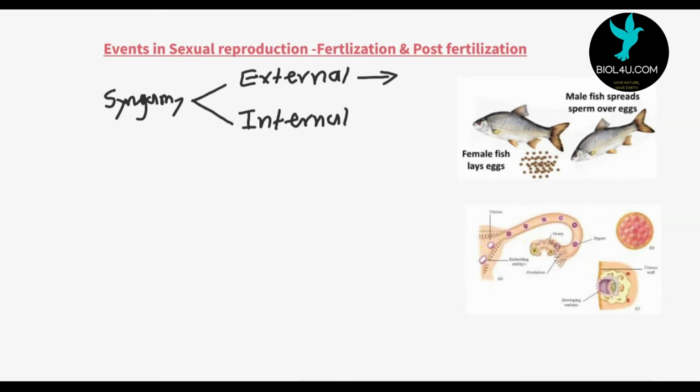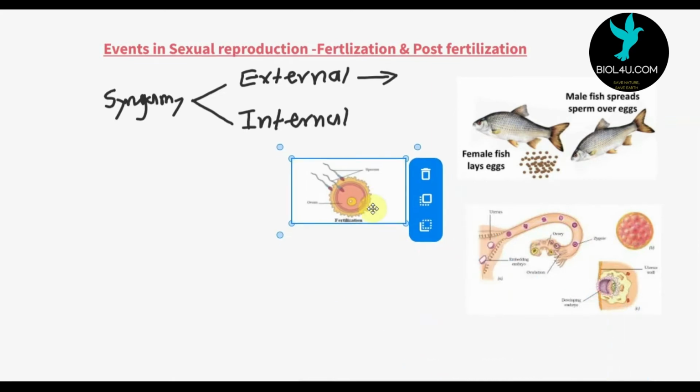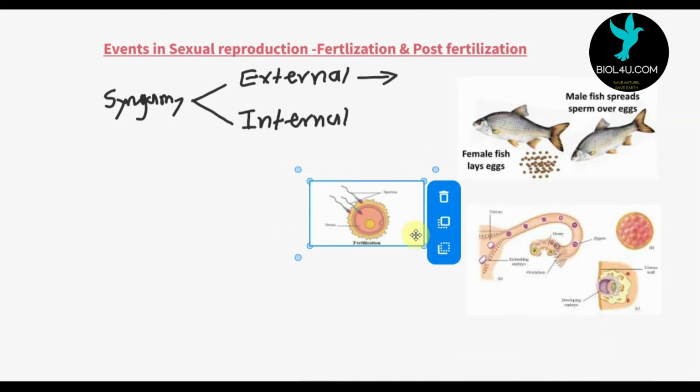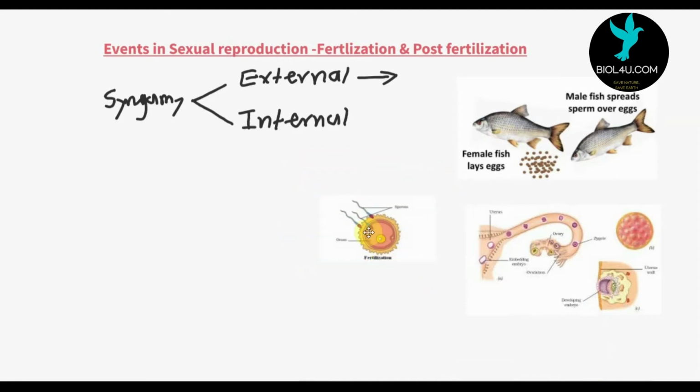Okay, so here the zygote. So this is the fertilization here. This diagram shows that fertilization process. See here, this is the egg. The large one is the egg, and the sperm is entering the egg, and it will produce a diploid zygote. That diploid zygote will develop into an individual. So that is the external reproduction and internal reproduction.